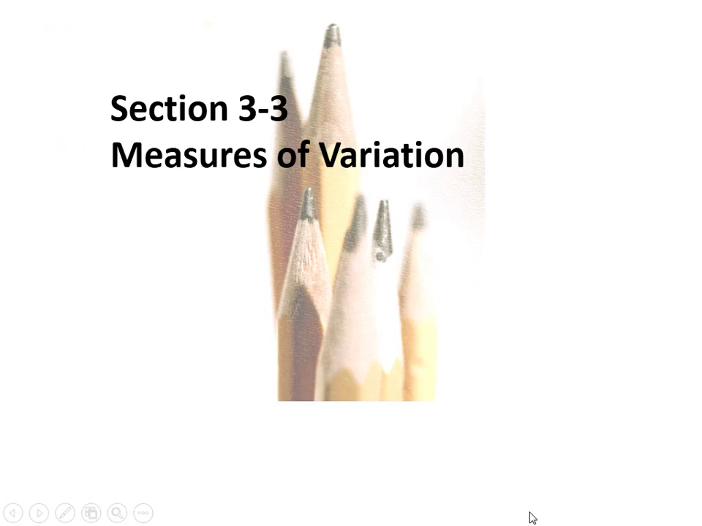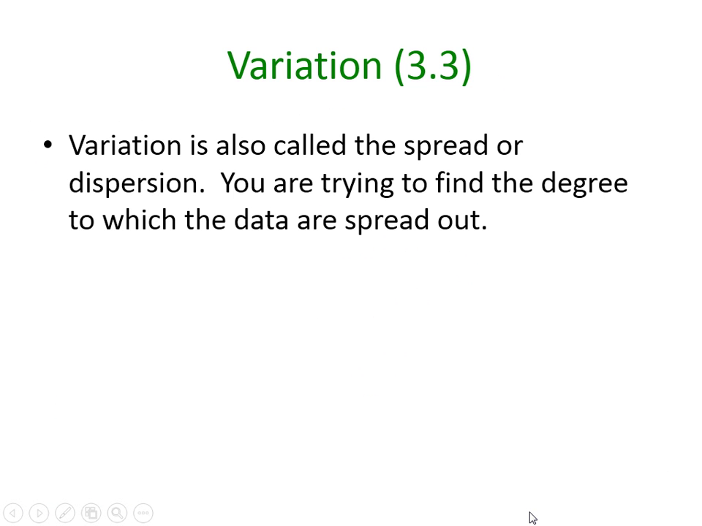In that case, we are ready to start section 3.3. 3.3 is working with your measures of variation. Variation is also called the spread or dispersion. You're trying to find the degree to which the data are spread out.